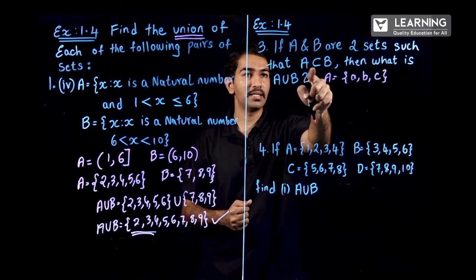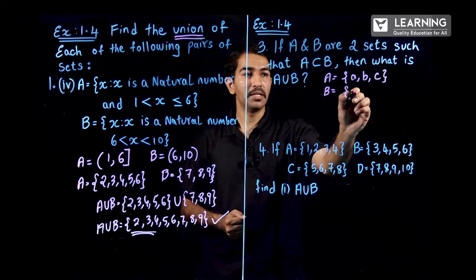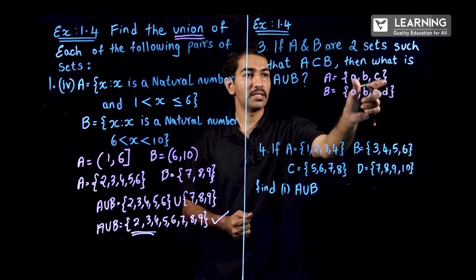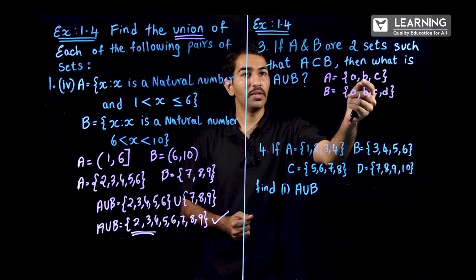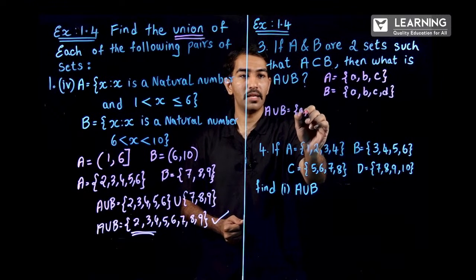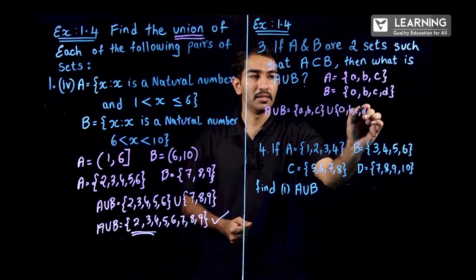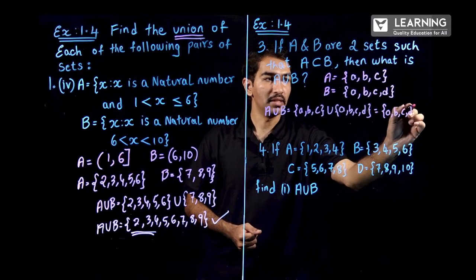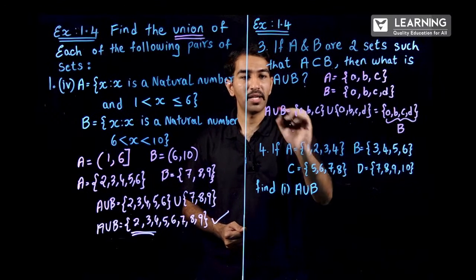Now understand, A is the subset of B, means what can we write B as now? So B can be written as A, B, C, D, correct? So A is a subset of B, means all the elements of A are repeating in B as well. So now what will be A union B, students? A union B can be written as A, B, C union A, B, C, D, which is equal to A, B, C, D. This is nothing but what? B.